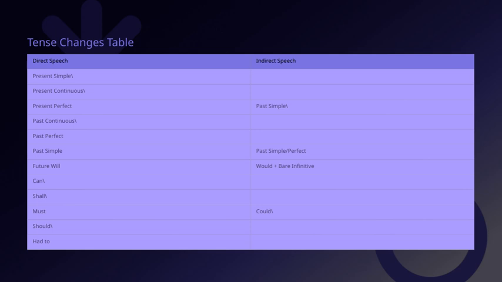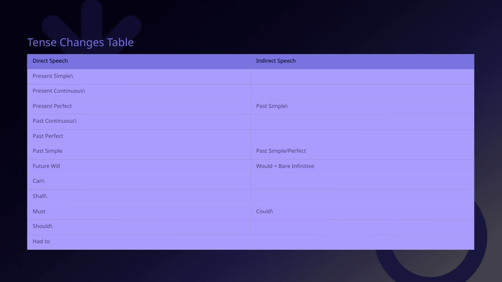Now, looking at past tenses, the past simple in direct speech usually remains past simple or shifts to past perfect in indirect speech. For example, he said, "I went to the store" becomes, "he said he had gone to the store." For past continuous, it generally becomes past perfect continuous when reported indirectly. Like, "they said, we were watching a movie" turns into, "they said they had been watching a movie." Next, the past perfect remains the same in indirect speech, as it's already a perfect tense.